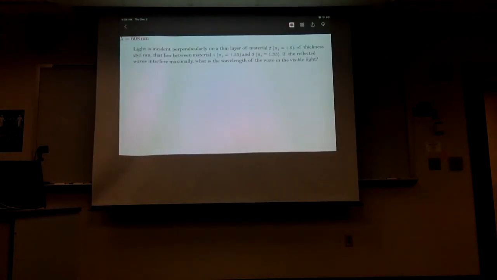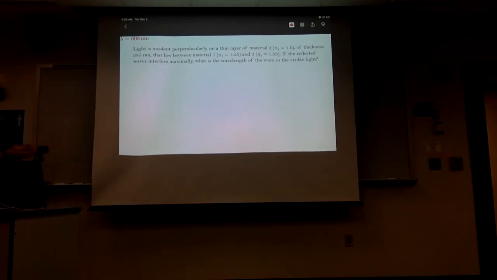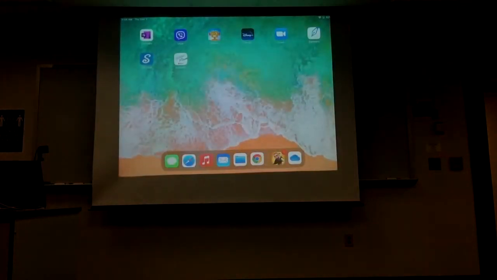Great. This one says that light is incident perpendicularly, or almost perpendicularly, on a thin film layer of material 2, which has an index of refraction of 1.6 and a thickness of 285 nanometers, that lies between materials 1, with an index of refraction of 1.55, and 3, which is 1.33. If the waves interfere maximally, which in this case means maximum constructive interference, what is the wavelength of the wave in the visible light spectrum? Okay, so let's look at this. This is my example.